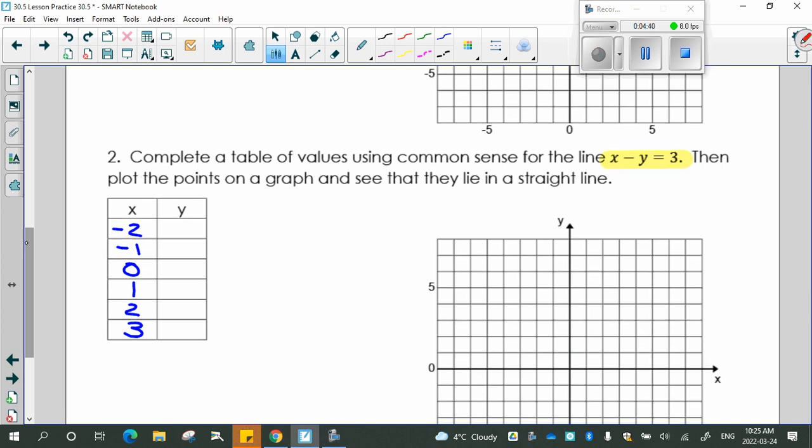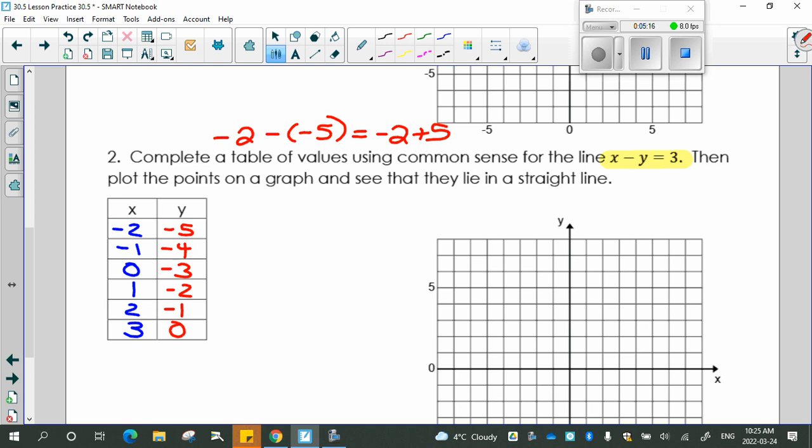So -2 minus -5. This is what we did kind of on the first day. When you subtract a negative, you end up adding. So -2 plus 5 does give you 3. -1 subtract -4 gives you 3. 0 subtract negative 3 gives you positive 3. 1 subtract negative 2 gives you positive 3. 2 subtract negative 1 gives you positive 3. And 3 subtract 0 gives you positive 3.